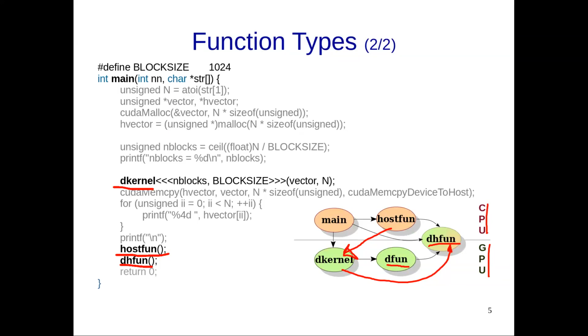So yes, you're right. Because kernel can be called from main also, and we just said that it can be called from dfun also. That means that it is callable from both host and device, and therefore it should be possible to be called from dh1. Right? So that is good. All right. So those are the other arrows which are possible.